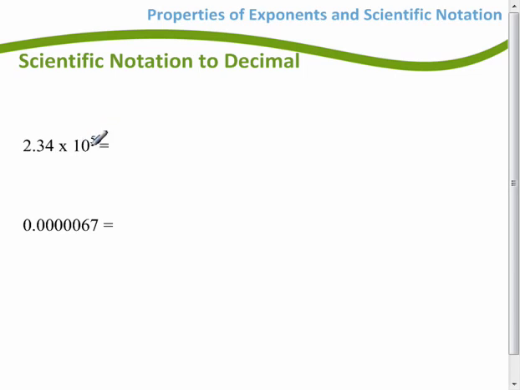Since this is a large number, because it's positive, I'm going to move my decimal to the right. So I have 2 and then 3, 4. So I've moved my decimal 1, 2. I have to move it 3 more times. So I'll get 3 zeros. So this number could be written this way or as 234,000. This number, very, very small number, so I know I'm going to have times 10 to the minus something.